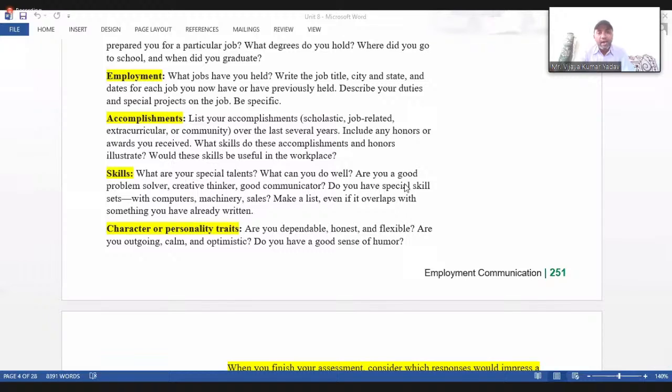What can you do well? Are you a good problem solver, creative thinker, good communicator? Do you have special skill sets with computer, machinery, sales? Make a list, even if it overlaps with something you have already written. So after accomplishment, you have skills. Here you can mention your special talents, your special skills. You may have the knowledge of computer, machinery. All these things you can mention here in skills part. What work you can do well, that you can mention here.